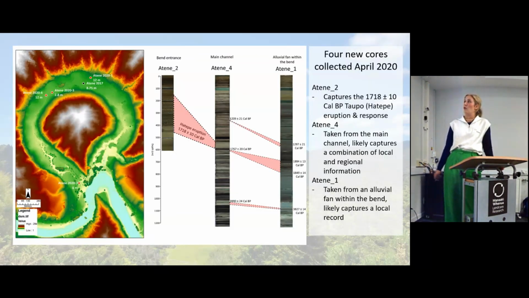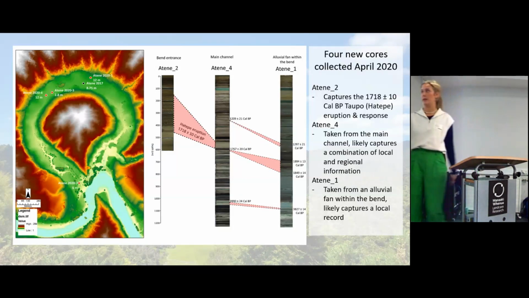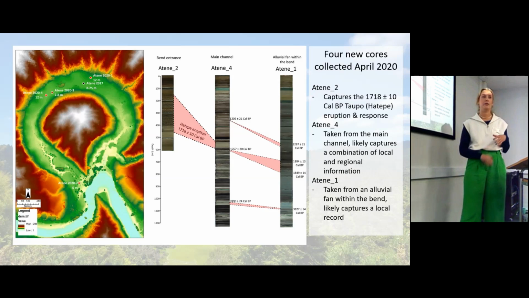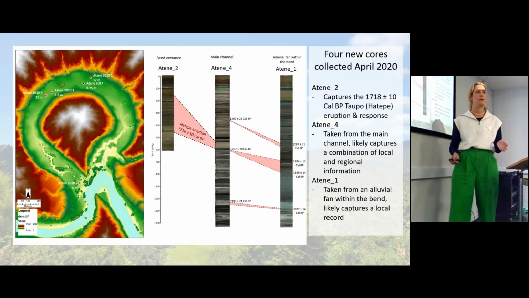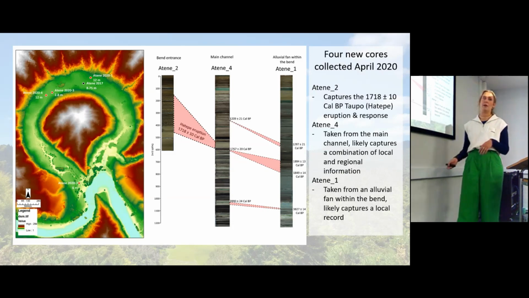So 4 more cores were collected in 2020, and I have 3 of those on screen. We have 1 core from the entrance of the bend, so that's this one here, and it's 6 meters long, and within this core we have 3.5 meters worth of material that's directly attributed to that Taupo eruption. So that shows the scale of material that was deposited into the catchment, and this has important implications for the information that I can get out of these remaining 2 records.